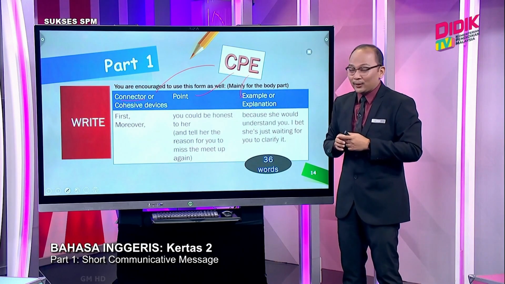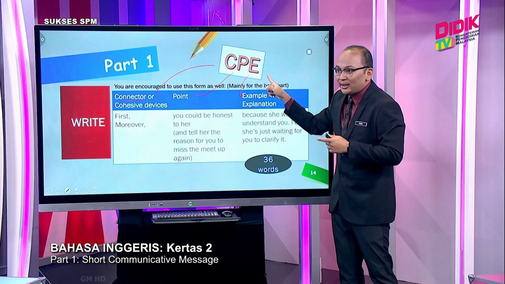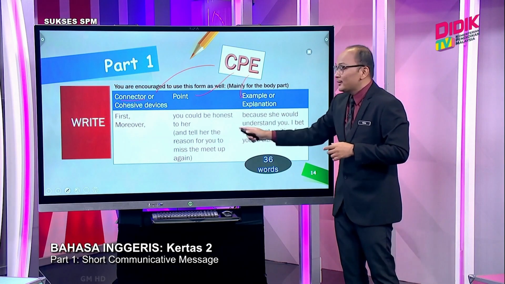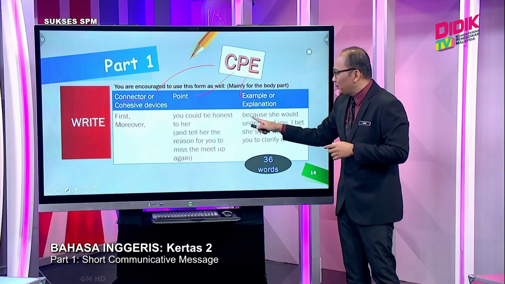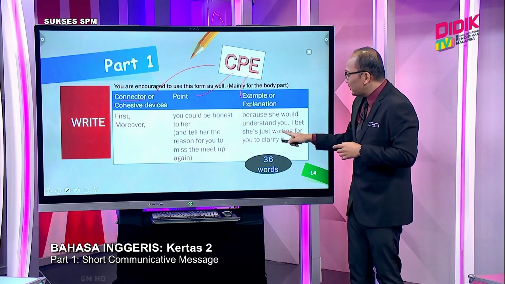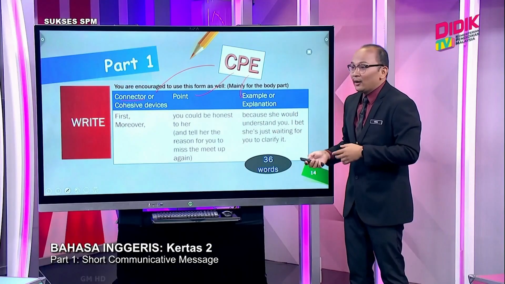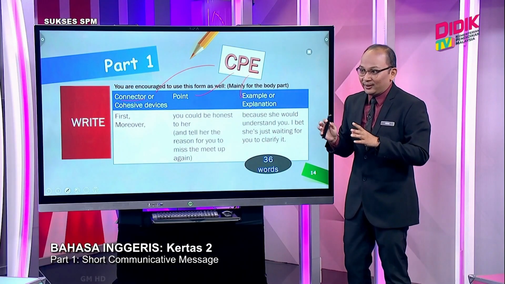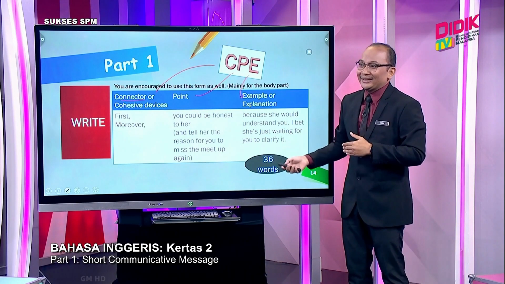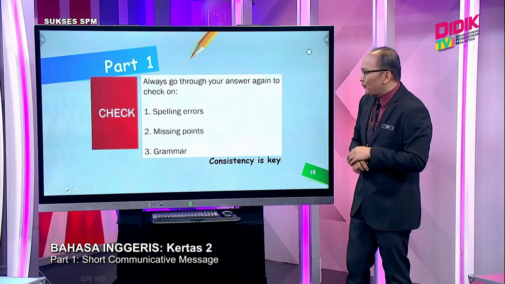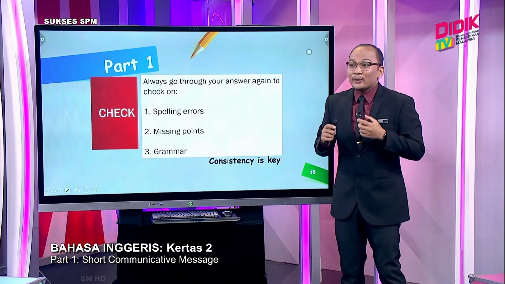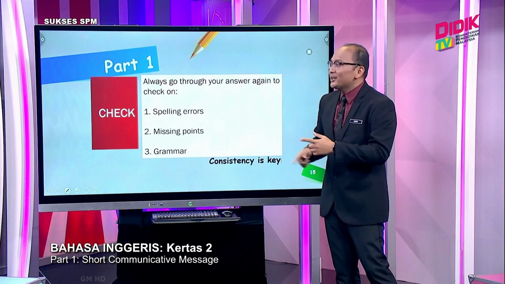But please remember, for those who really want to score, the last step would be including the example or explanation for the reason that you already gave. Because she would understand you, I bet she's just waiting for you to clarify it. So this is estimated to have 36 words already. Just imagine the other point, a little bit of introduction and a little bit of conclusion. I think that will be enough for you to reach around 80 words. But if you exceed, don't exceed too much. And also, remember that we always need to do the last step, which is to check.